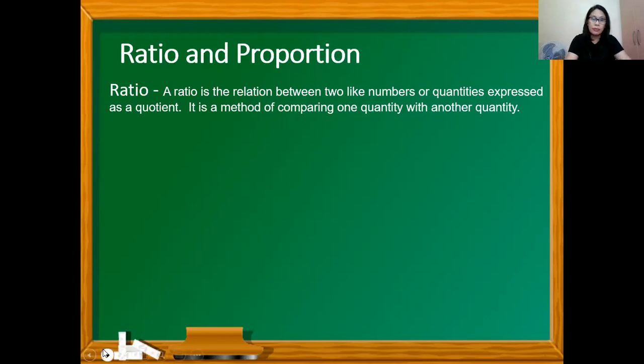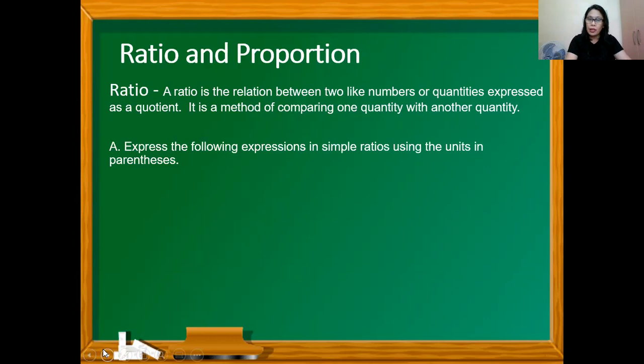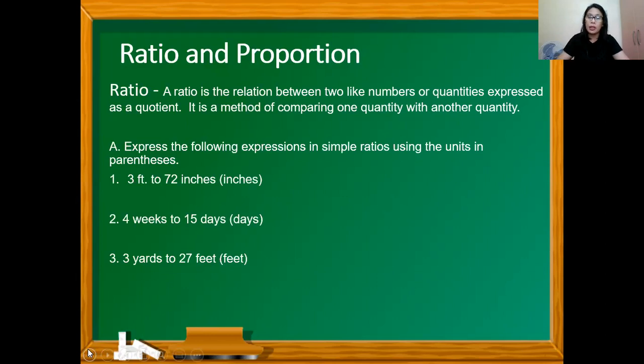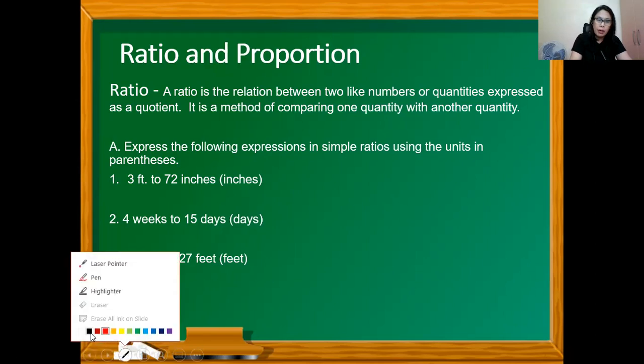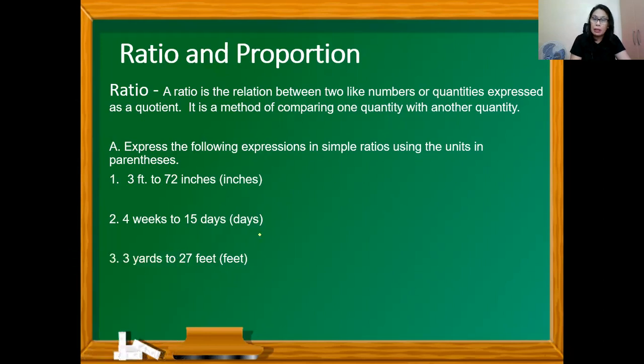First, we're going to express each of the following expressions in simple ratios using the units in parentheses. As I have explained before, to simplify a ratio, we have to make sure that they are like terms, in the sense that they have the same unit. In the case of 1, 2, 3, each pair has different units. So here we are asked to express each pair in the given units in parentheses.